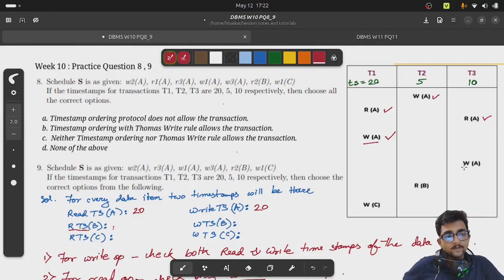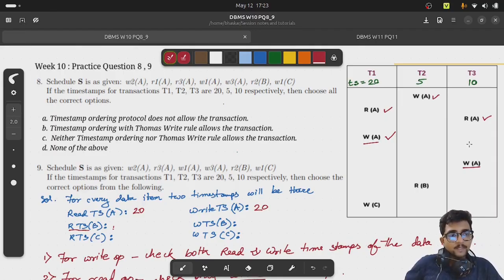Now we come to this WA of T3. Apply the same check on both read and write, because we are going for a write operation. So both timestamps need to be checked. Let's check the timestamps. Both read and write are at 20. Now T3 has a timestamp value of 10. What does this mean? That a transaction whose timestamp was 20 has already read and written into the variable A.